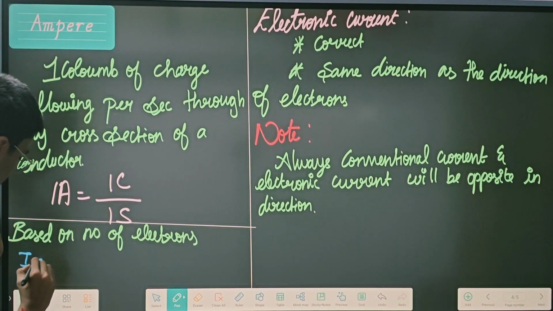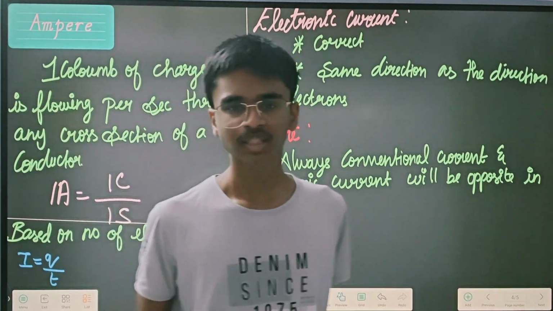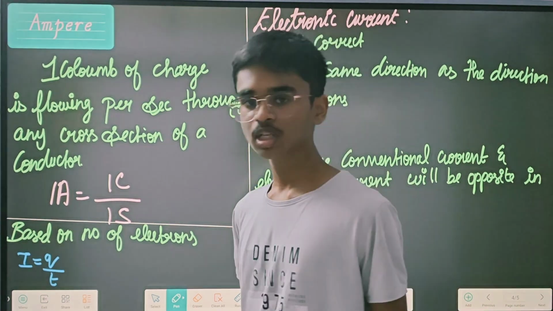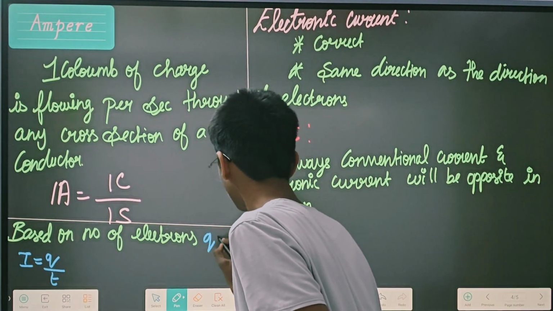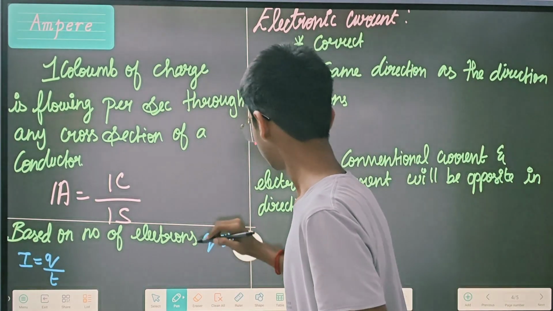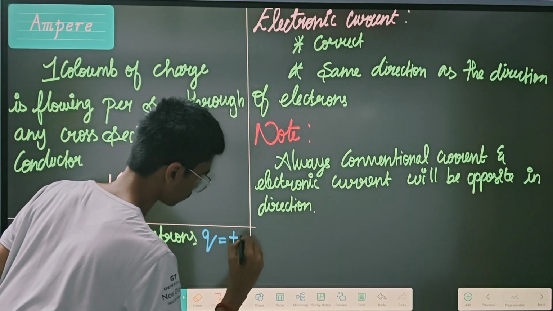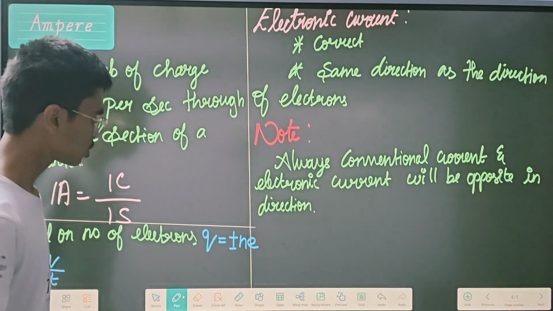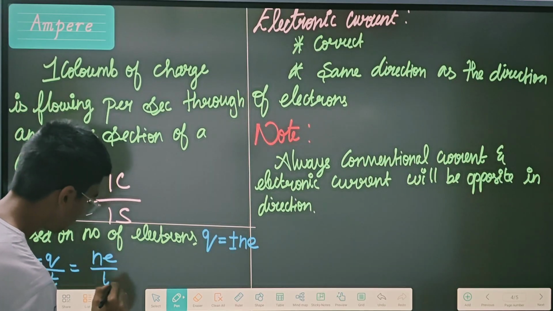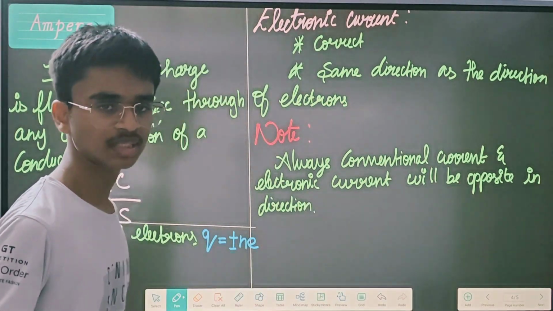See, I is equal to Q by T, right? This formula is something that we already know. We also know that Q is equal to NE, actually plus or minus NE. Here, if I substitute this value, it becomes NE by T. Here you have to write only NE by T. Don't write plus or minus NE by T here.